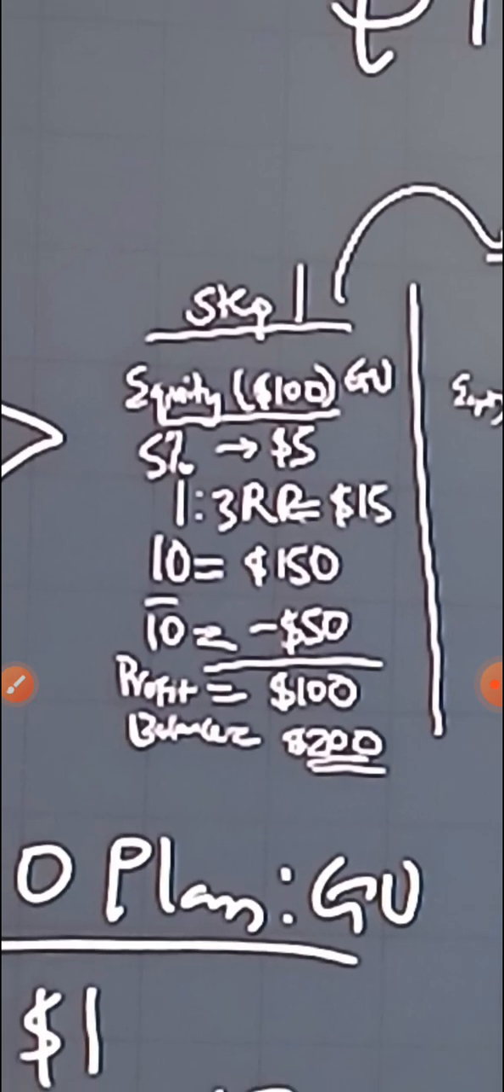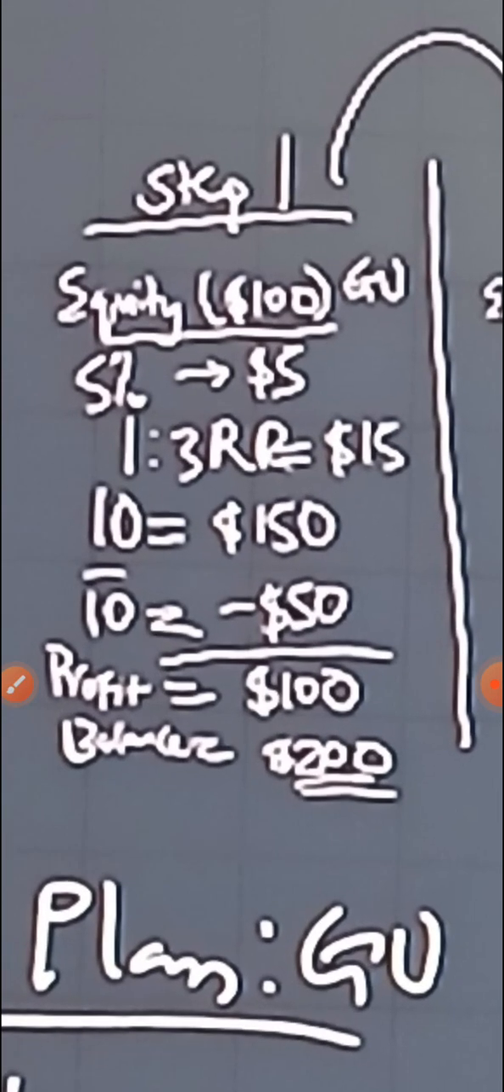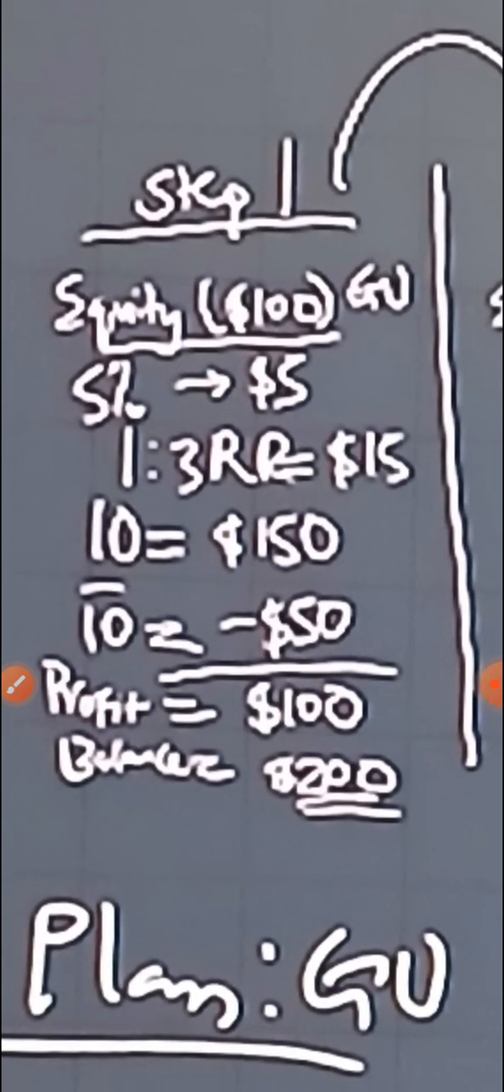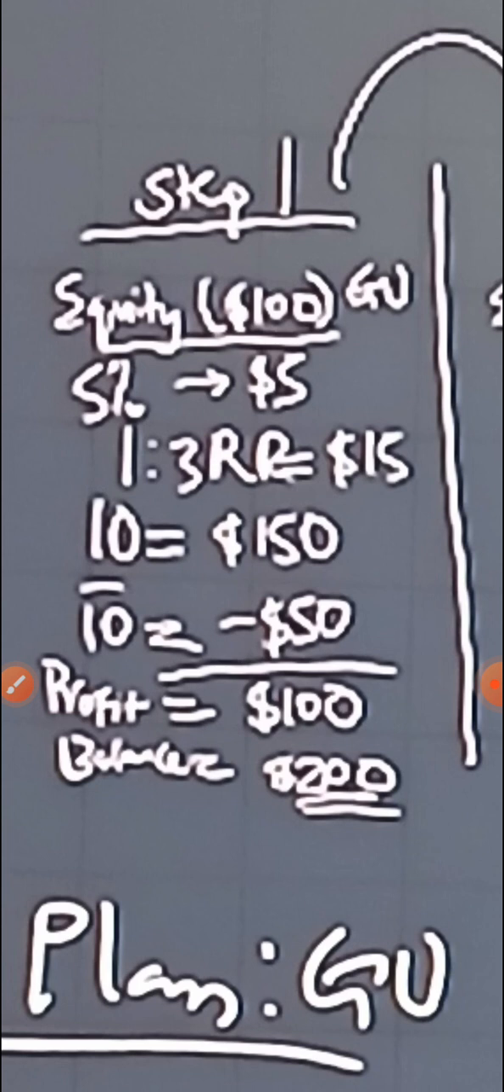Yeah, we can risk 10% in some other plan, but for this plan we are now risking 5%, which is $5, right? And we are looking for, or GU will always do, 1 to 3 RR, because we are sure that GU will do 20 to 30 pips, sometimes 50 pips. But what we are looking at is, for every one risk, we are looking for 3 RR.